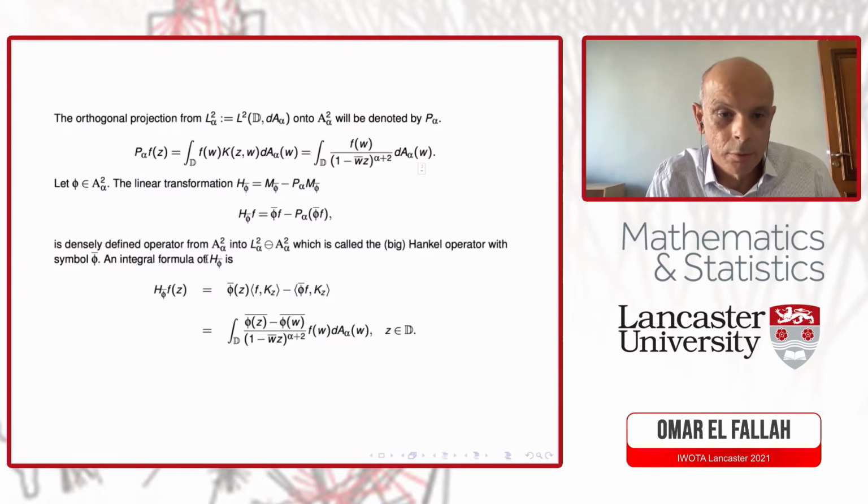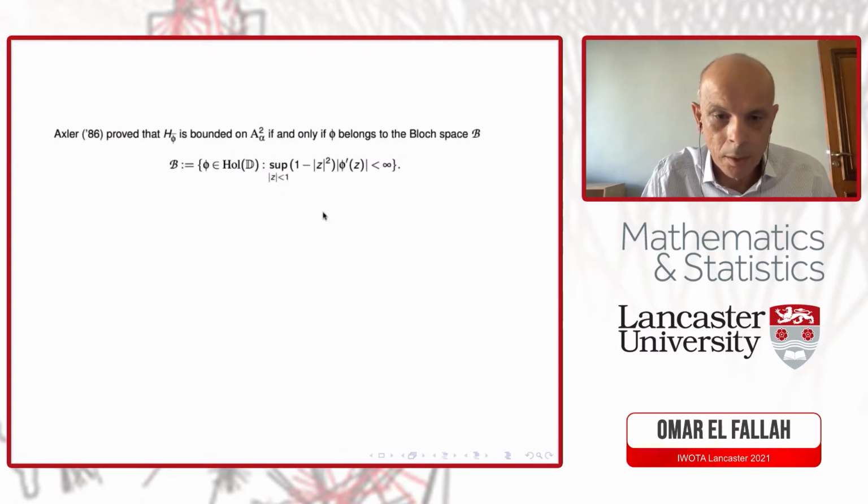The integral formula of H phi bar is given like this. It is easy to see that H phi bar f of z equals phi bar of z multiplied by f of z, minus the second part, which is a function in A2 alpha, the projection. The whole thing is a function in L2 if, for example, f is bounded. The question is: for which symbols is the operator bounded?